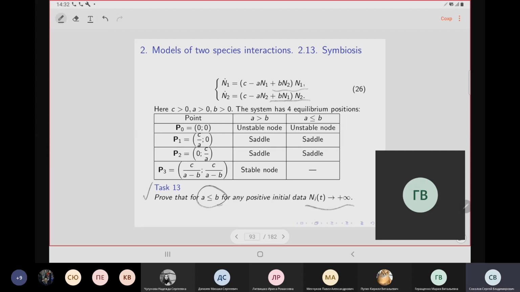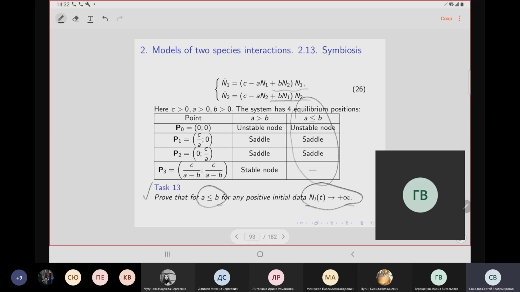It reflects the fact that interspecific interaction usually cannot be stronger than intraspecific competition. So they cannot help each other with this strength. Usually it is not possible. So it's not a real situation. All our steady states are unstable, and the solutions are just going to infinity.